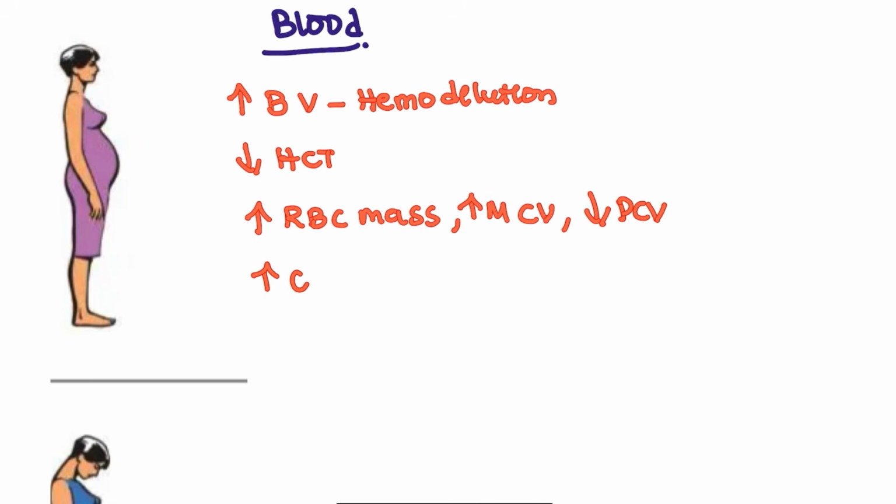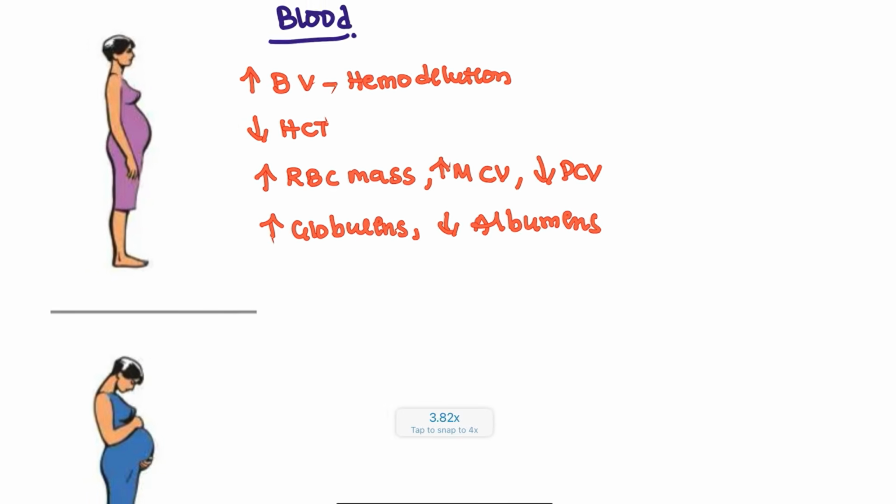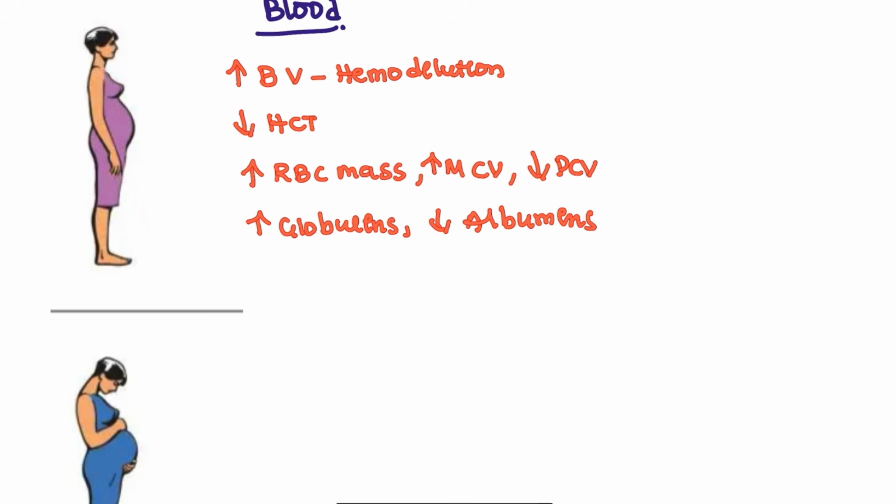And how about the globulins? The globulins will be increased, whereas albumins will be decreased in these patients. So if you compare the ratio, the 1:1 ratio that we see in our body is altered. And coming to the coagulation factors, all will be increased except, and this question is important, as we said, factors 11 and 13 will be decreased.